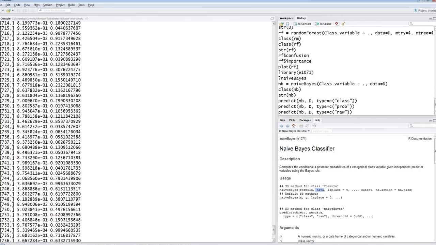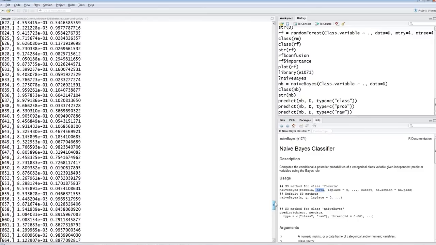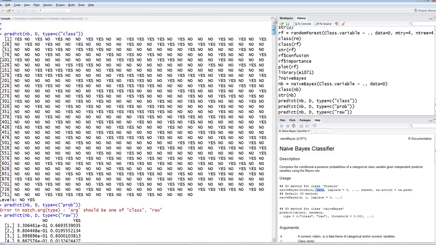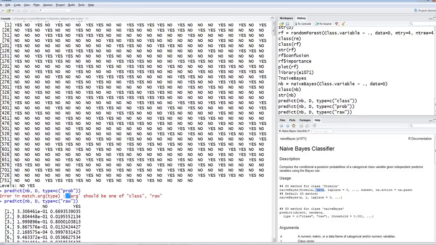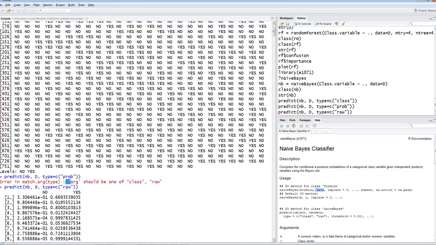Okay, so last time we talked about these two things, right? If I say type is equal to class, it is going to tell me whether it's a yes or a no, or rather class 1 or class 2, whether a patient has a risk of diabetes or not, right? And there's something called prob or raw, depending on the algorithm. If you do that, then it will give you the probability. Instead of simply predicting yes or no, it will tell you the probability, right?